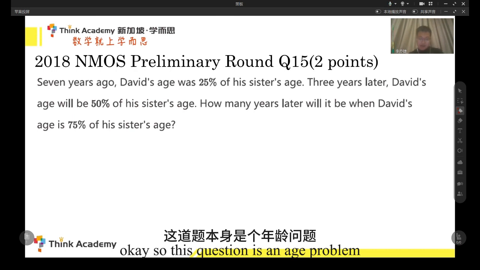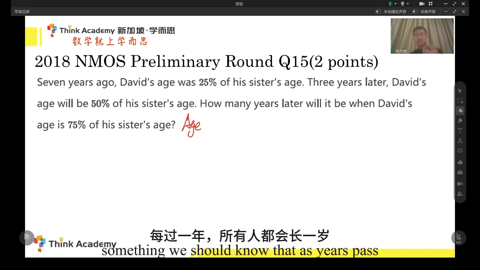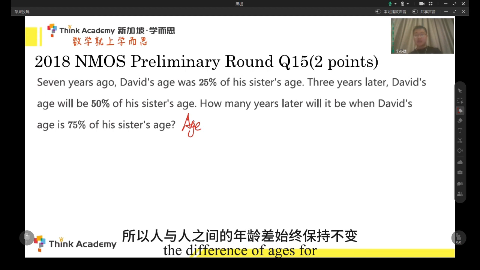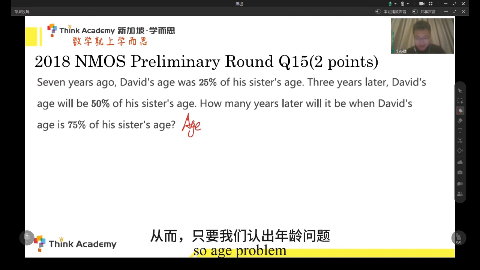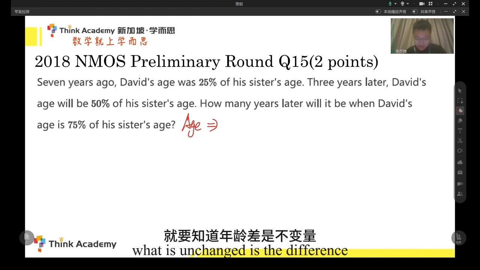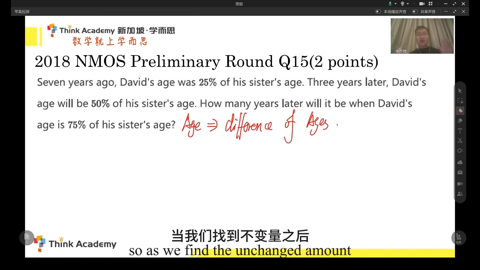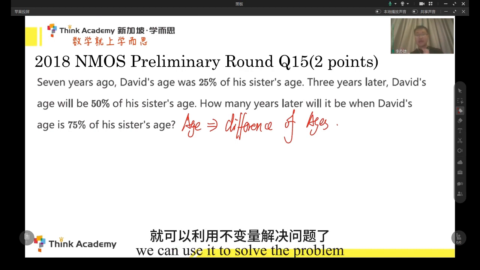So this question is an age problem. About the age problem, something we should know is that as years pass, everyone grows, but the difference of ages for every person remains unchanged. So when you notice an age problem, you should know what is unchanged: the difference of ages, right? As we find the unchanged amount, we can use it to solve the problem.